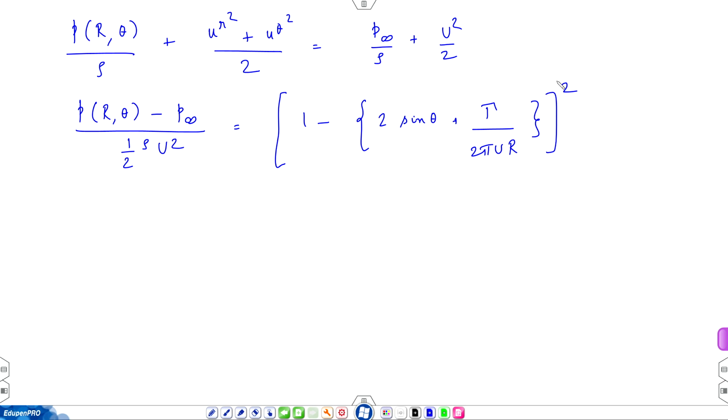I am sorry, this 2 should be inside. So, if gamma is 0, you get back the previous result, that pressure variation is 1 minus 4 sin square theta. If gamma is not 0, this is the expanded form. So, now let us proceed to the forces.